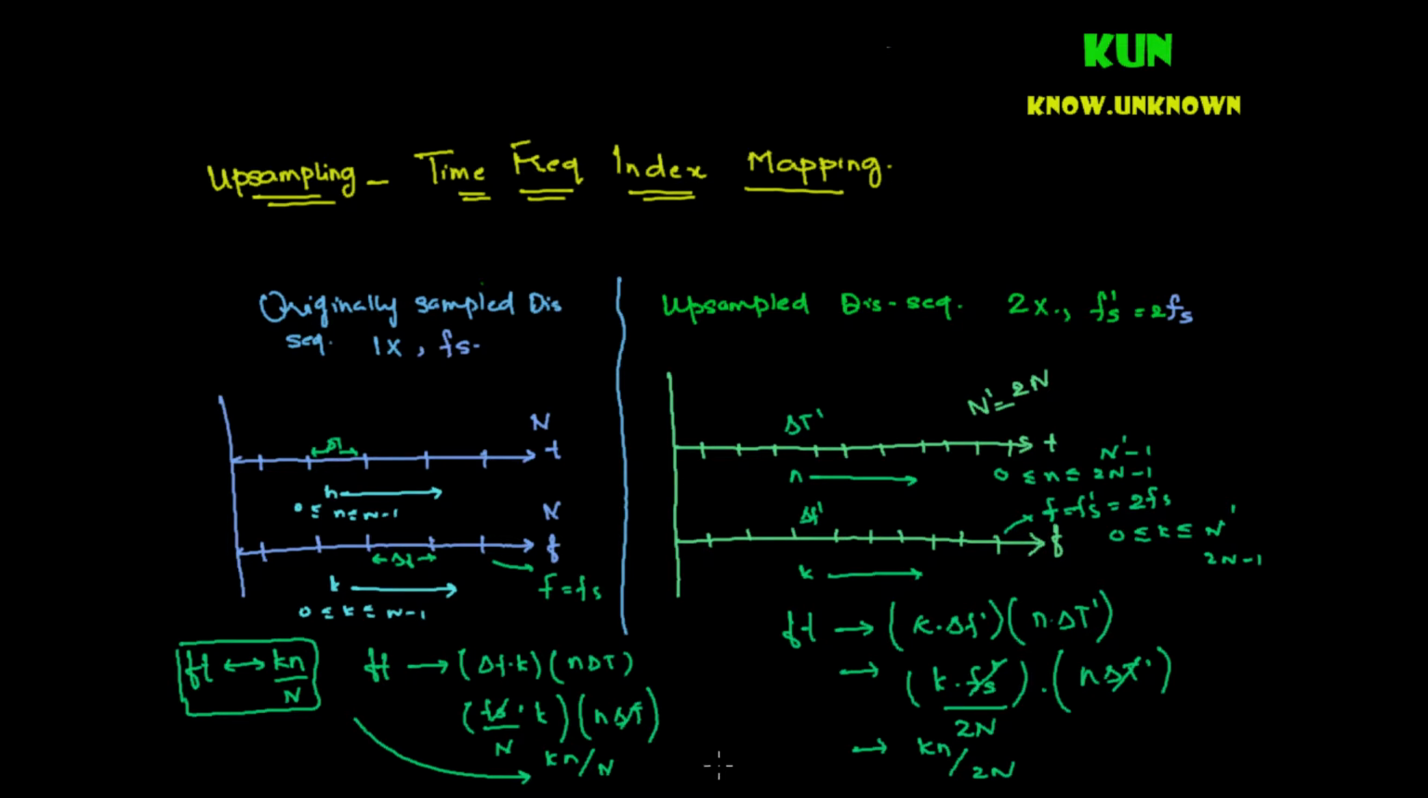Now if you compare these two, can you find out what is the similarity between the two and what is the difference? The denominator term has increased by a factor of 2, and this factor of 2 is nothing else but my upsampling factor. Okay, so how do I generalize this?